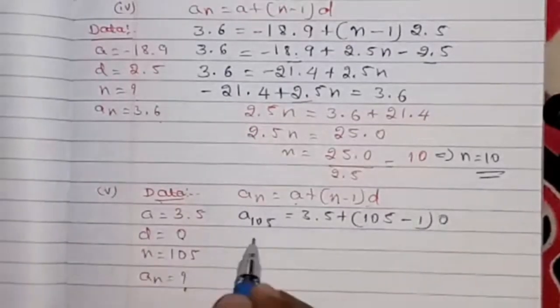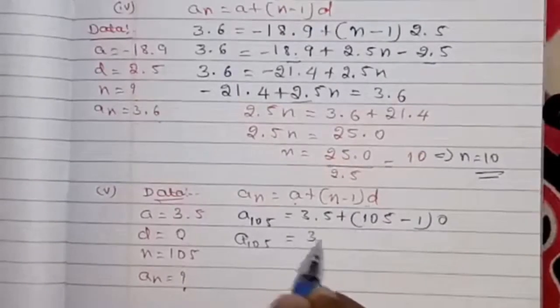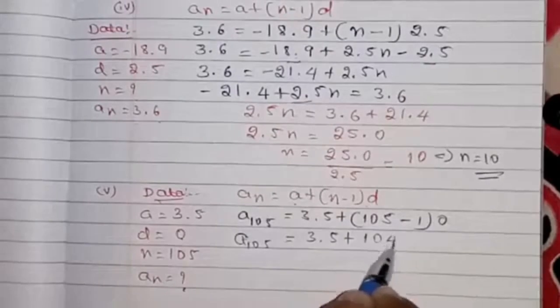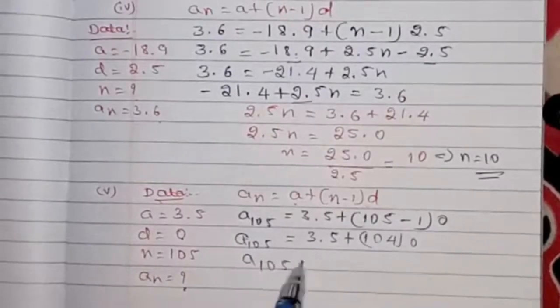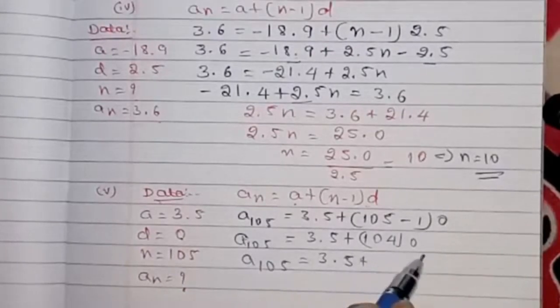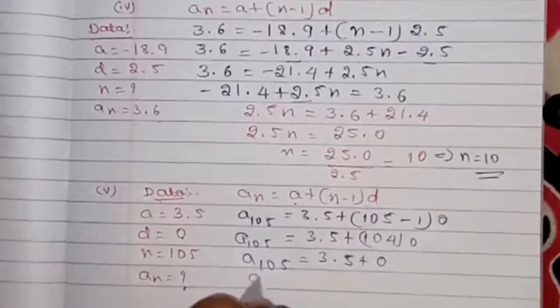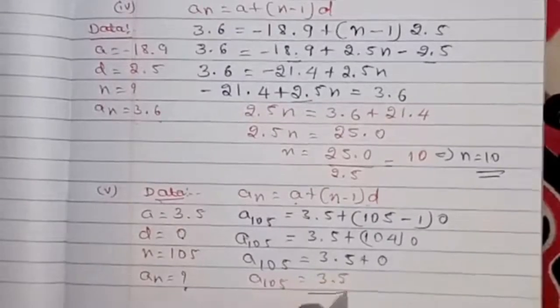Okay, now here a_105 is nothing but 3.5 plus 105 minus 1 is 104 into 0. So a_105 is equal to 3.5 plus, if you multiply any number by 0 it is nothing but 0, right? So the answer is, the a_105 term will be 3.5. So 3.5 plus 0 is nothing but 3.5.